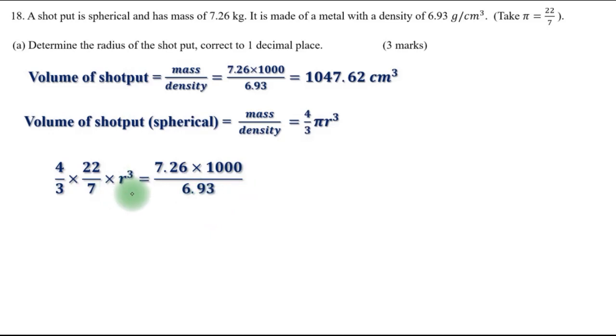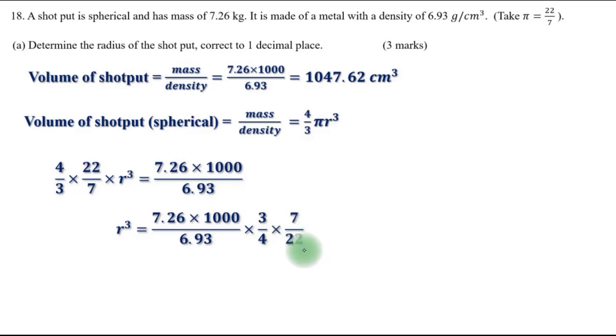Therefore, we make r the subject, so we shall have r raised to 3 will be equal to 7.26 times 1000 over 6.93 times 3/4 times 7 over 22. Using your calculator, you should get r raised to 3 will be equal to 250. Then we find the cube root of 250.